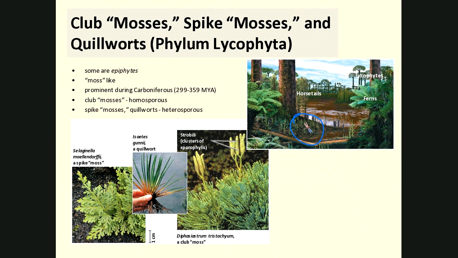Now, club mosses are homosporous, while spike mosses and quillworts are heterosporous. So we're seeing these other organisms experimenting with different types of sporulation, different types of spores that they can produce. All right, any questions on those guys? Small little group, the lycophytes, with their small little microphylls, unlike what we're going to find in some of the other ones.